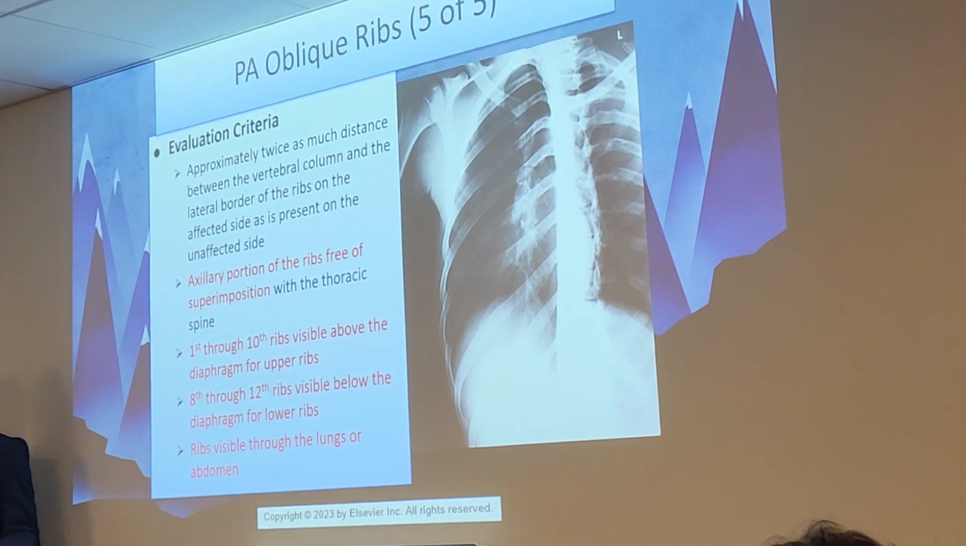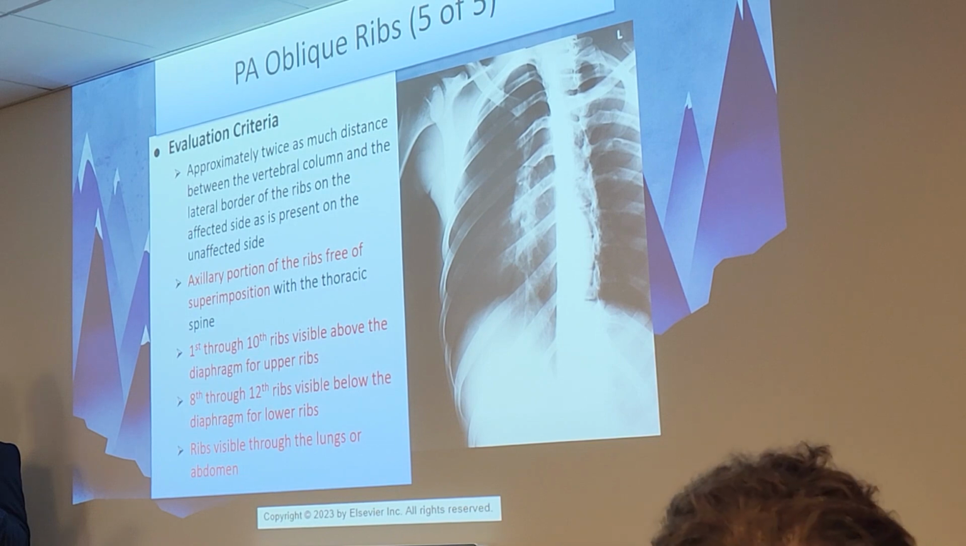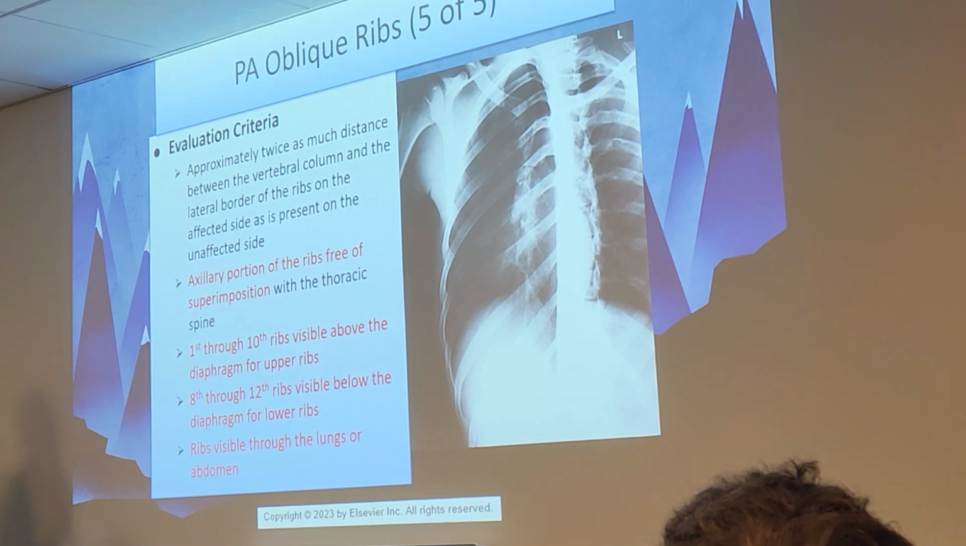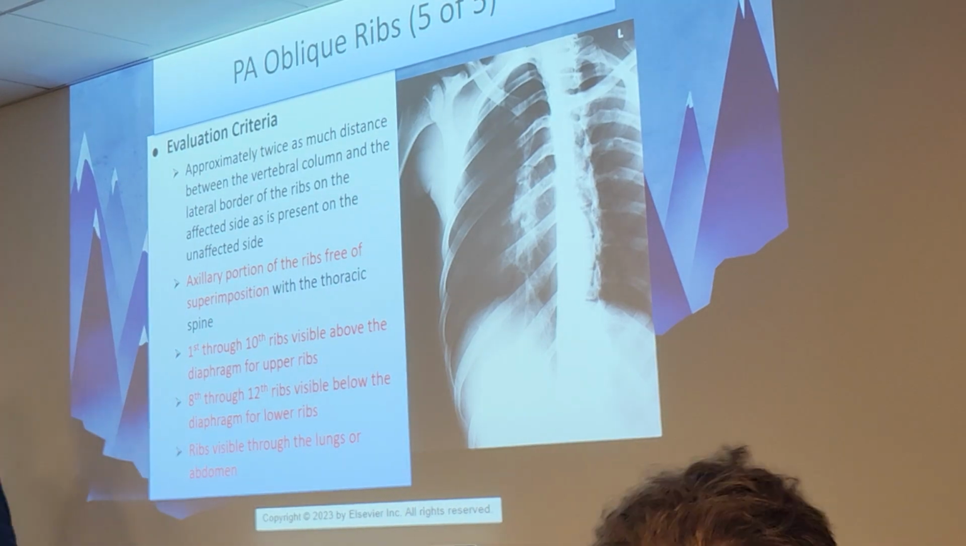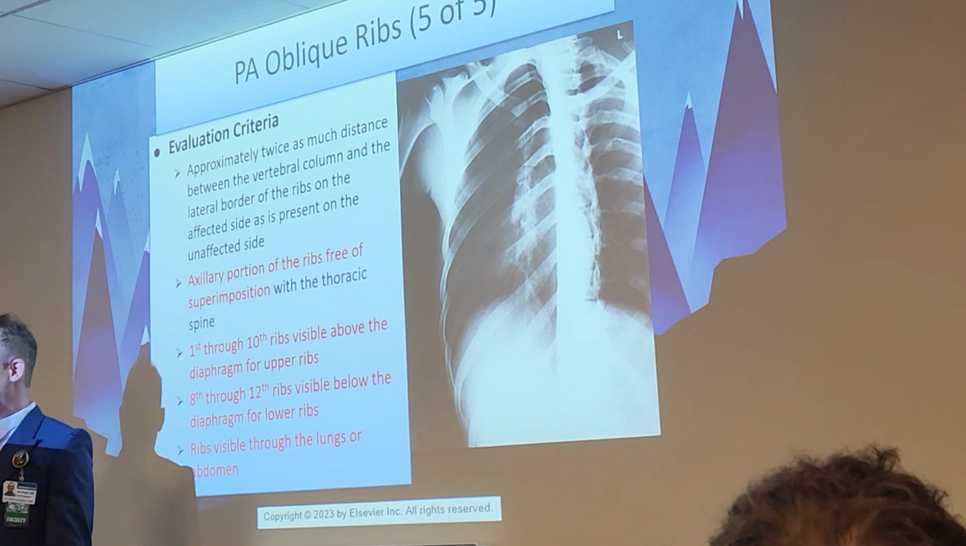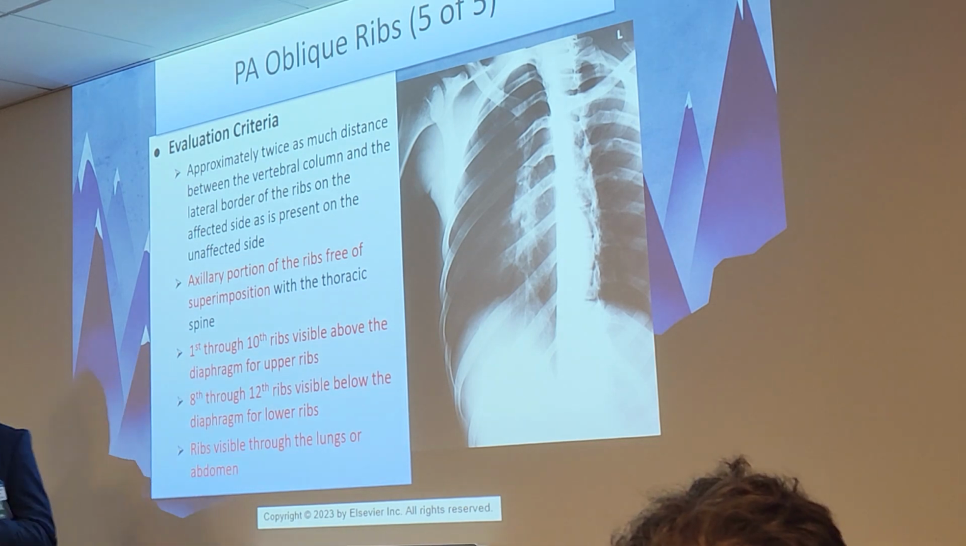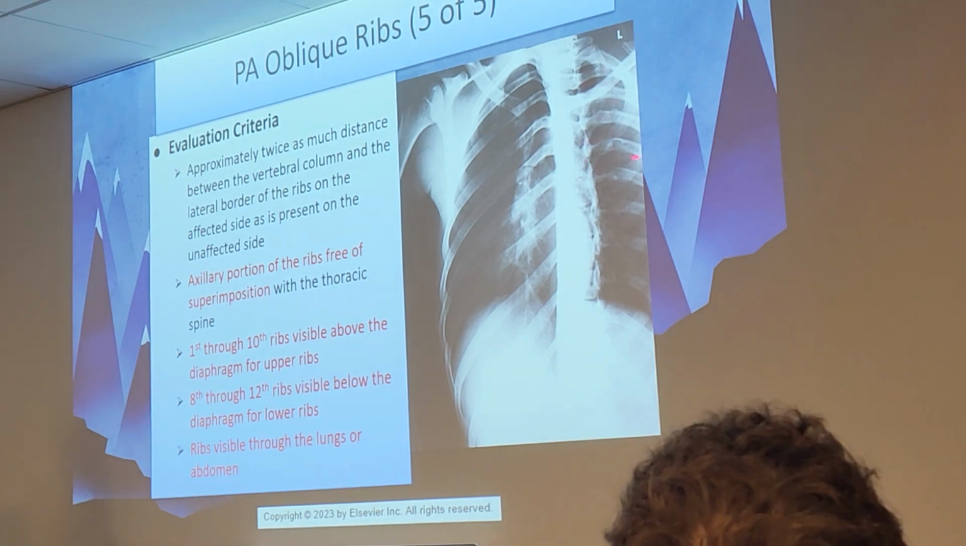Now, to show y'all what y'all are asking, look where this marker is. This is an REO position. This is an, I'm sorry, is it LP? You can do it. LAO position. LAO position. We always mark the side that's touching the IR. Now for the PA obliques, that's going to be the side that's foreshortened.